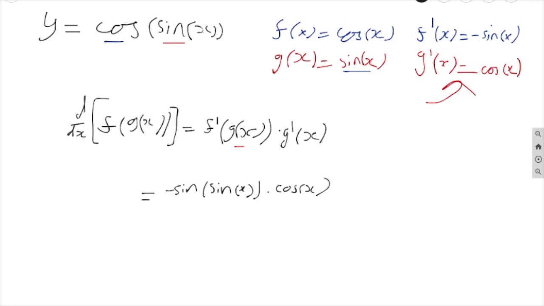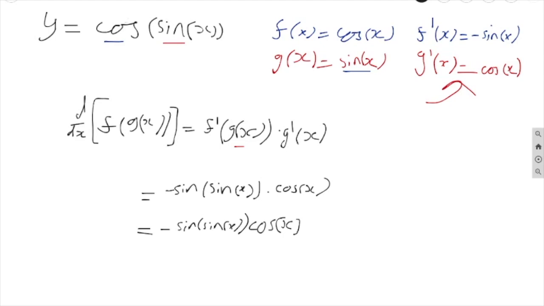And there we have it. We have minus sine of sine x cos x. It didn't get simpler, it got harder, but that's okay. These things don't necessarily have to get smaller or bigger whenever we differentiate them. This is just how it works.